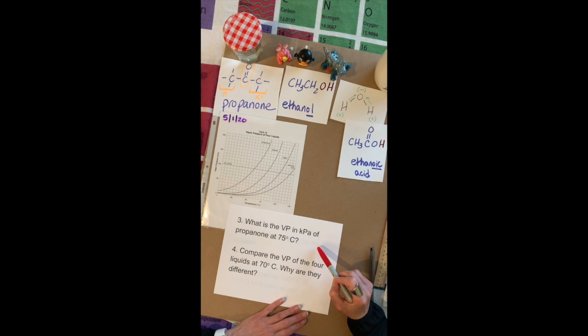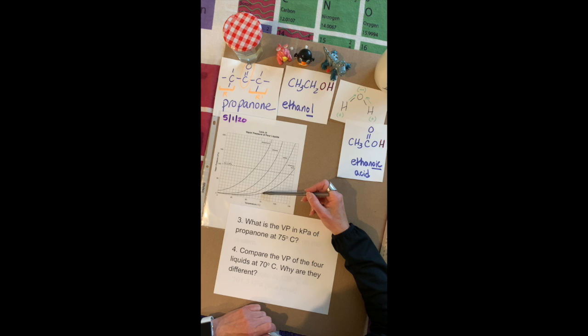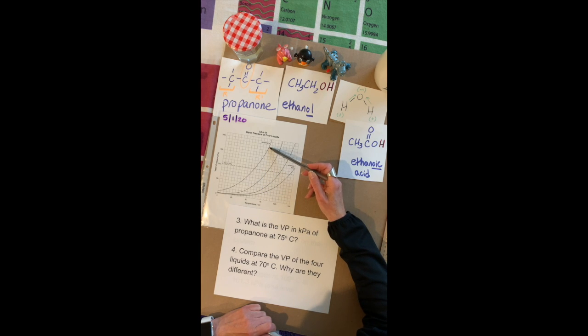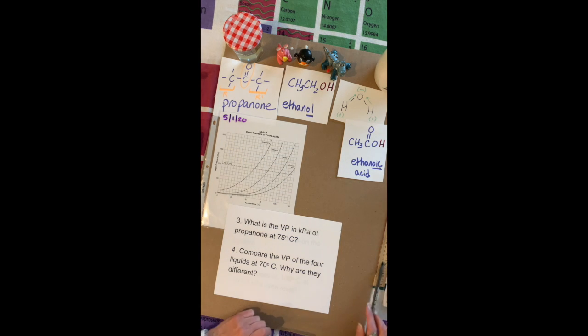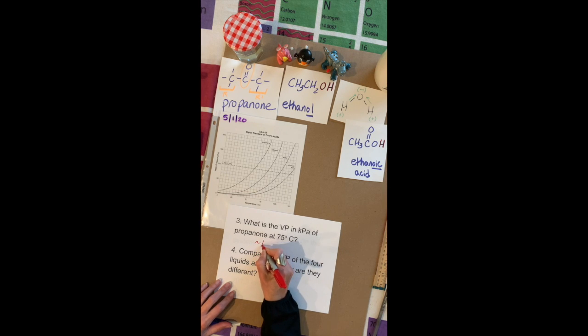Let's look at a few more examples. What is the vapor pressure in kilopascals of propanone at 75 degrees Celsius? We're going to go all the way up to the propanone line. Reading across, we are looking at approximately 180 kilopascals.